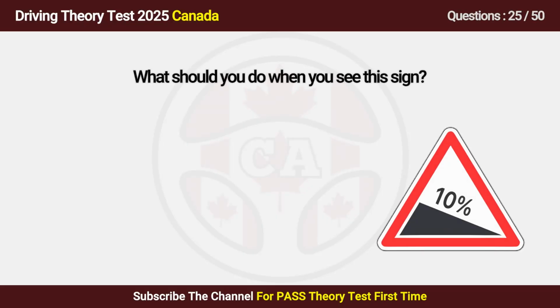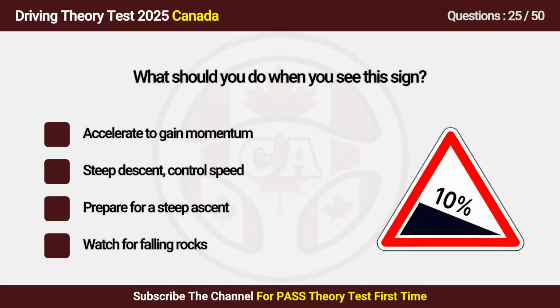Question 25. What should you do when you see this sign? A. Accelerate to gain momentum. B. Steep descent, control speed. C. Prepare for a steep ascent. D. Watch for falling rocks.